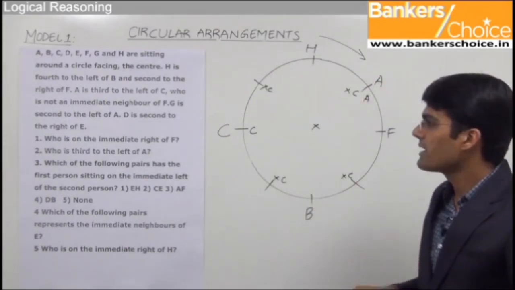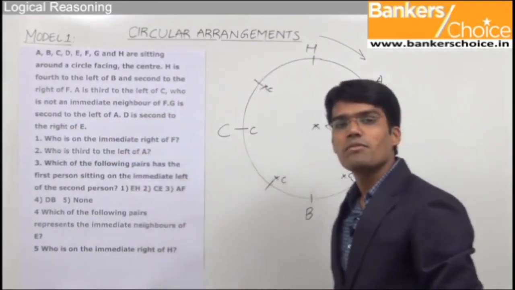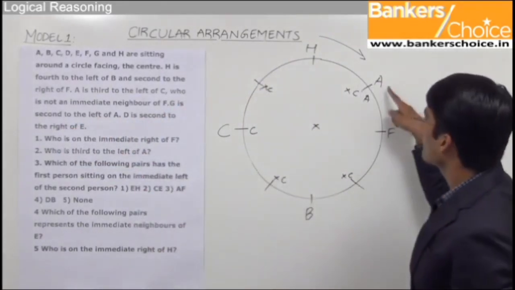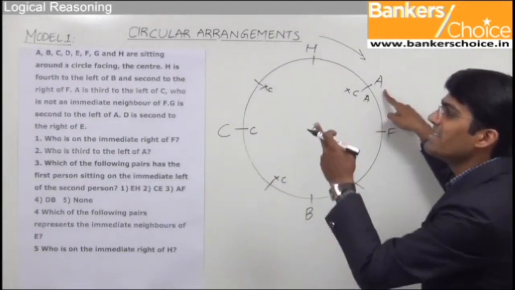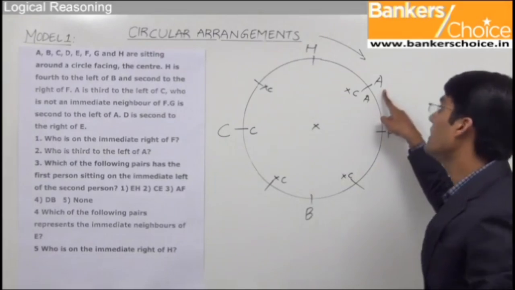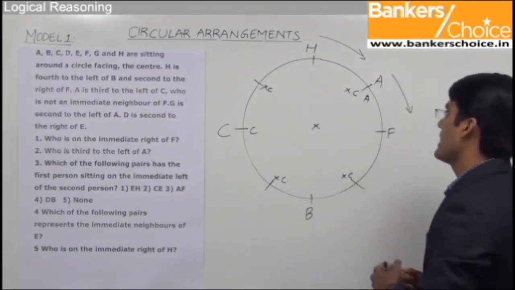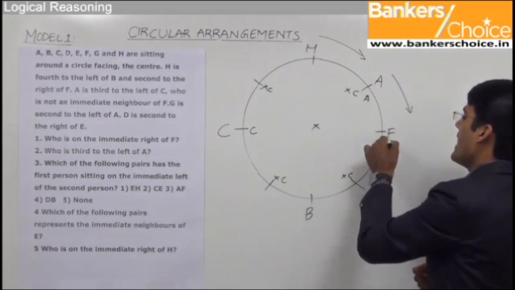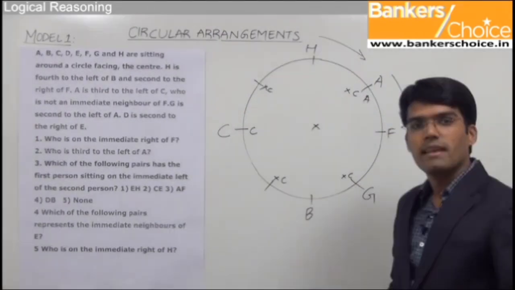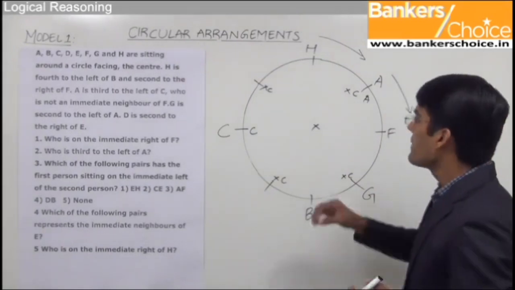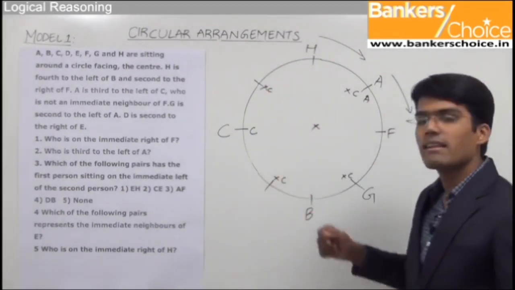Let us now take the next statement, that is G is second to the left of A. As we already have got the position of A, we can clearly mark the person G. He is second to the left of A. Now left of A is nothing but in the clockwise direction. So second to the left of A should be 1 and 2. So we can say that G comes in this position. As you can see, we have already placed 6 persons on the table and 2 positions are lying vacant.